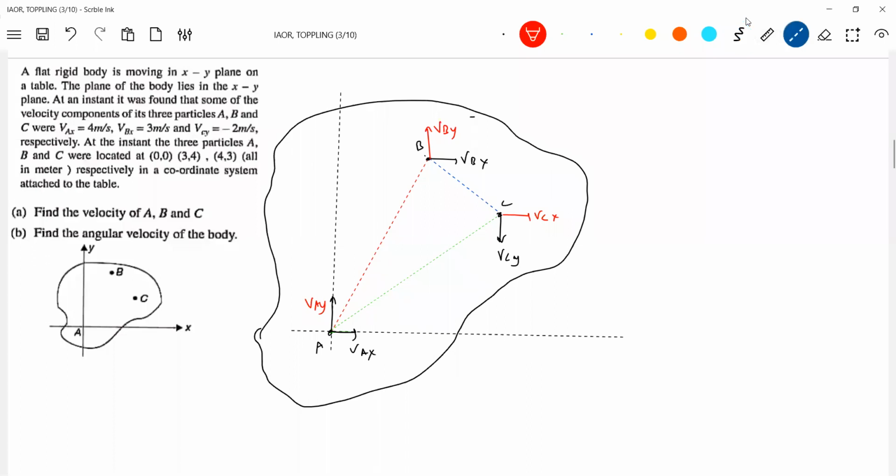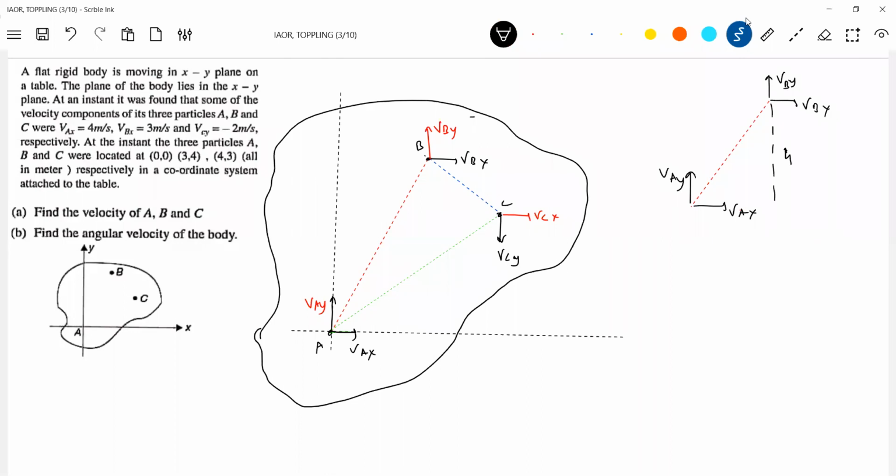So the red color line is here. So we have VAX, VAY, VBX, VBY. And what is this distance? This distance is how much? 3, 4, no? So this will be 4 meter and this will be 3 meter. Now with this, can we calculate theta 1? Yes, we know theta 1.